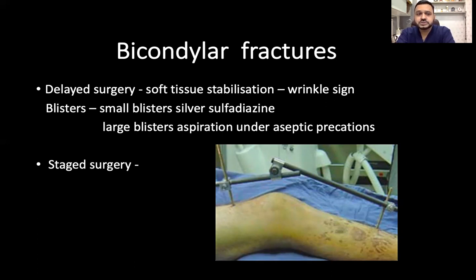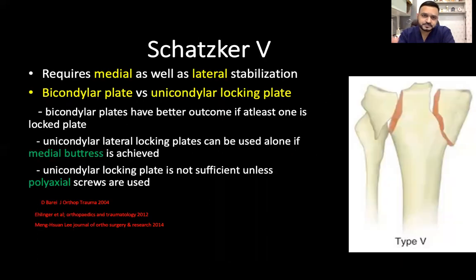Few surgeons do a staged surgery. In stage 1, they just apply an external fixator. The external fixator works beautifully because it will align the fracture, it will align the bony fragments, and it will prevent further soft tissue compromise. And then once the soft tissue gets stabilized, you can go for a definitive fixation.